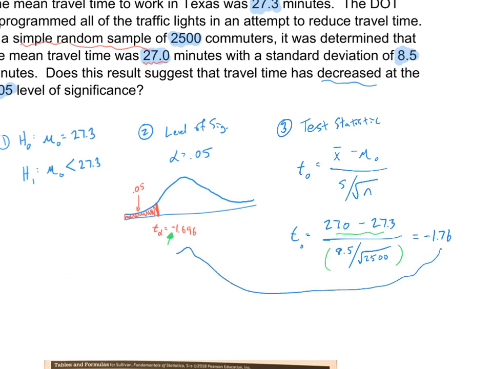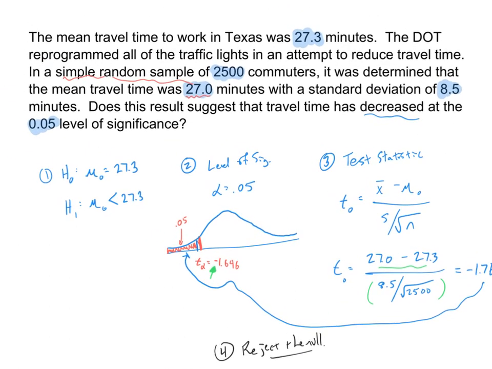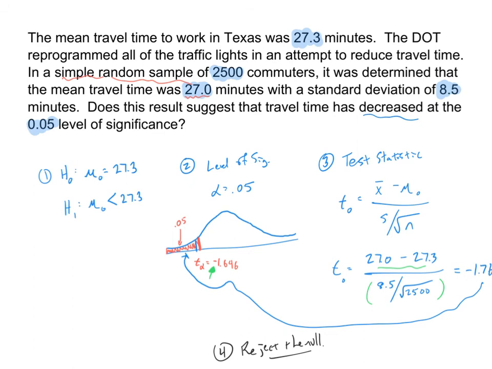So we'll follow that over to our distribution, see where it falls. Is it beyond that t-score? Oh, it absolutely is. Actually, it wouldn't be quite that far, probably more like here. But it is beyond the cutoff. It's in the critical region. So step 4, we reject the null. Reject the null hypothesis. There is enough evidence to conclude that the average drive time has decreased following the reprogramming of these lights.